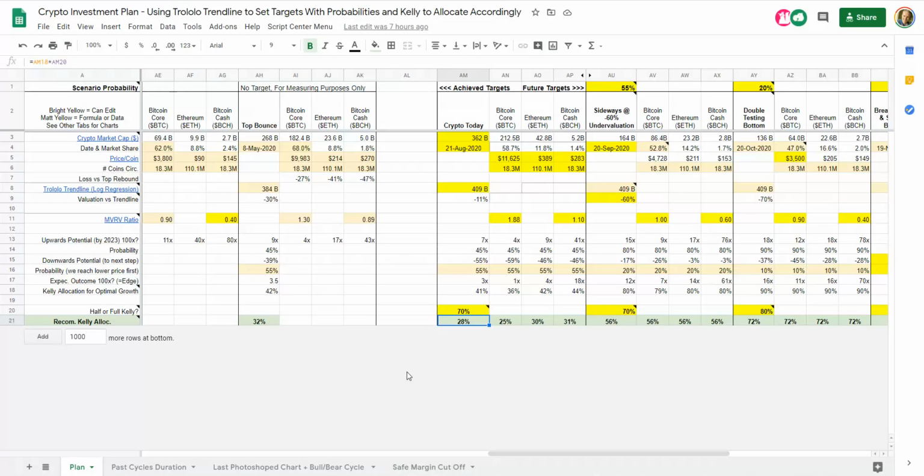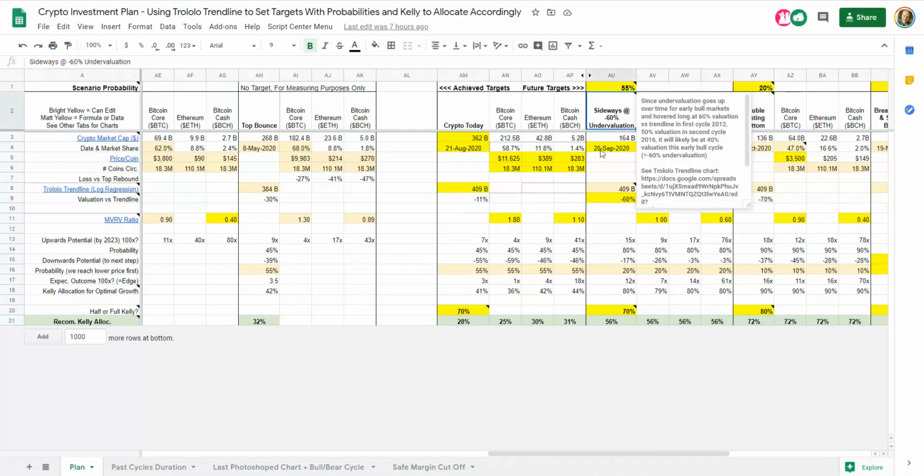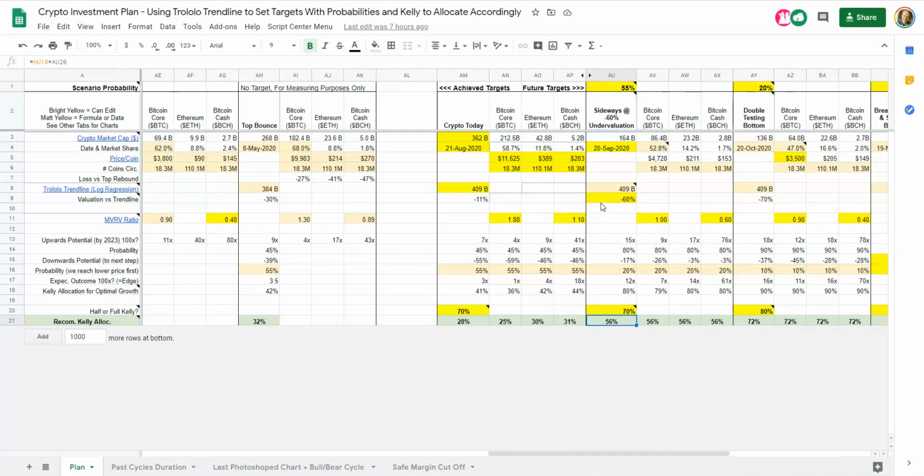So, but yeah, hoping that we do get more corrections in crypto, and then allocating more, maybe it will drop from the 50 or 60% that I have now to maybe back to 40 or 30. And then if we do indeed reach, for example, this 60% undervaluation again, that would mean around 200 billion today, then go back to a majority crypto.